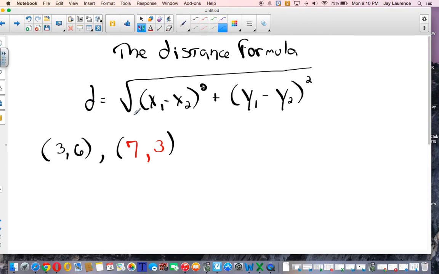What is x sub 1? Well, it's an x coordinate, right? And x sub 2 would be the second x coordinate. Y sub 1 would be the first y coordinate. And y sub 2, the second y coordinate.